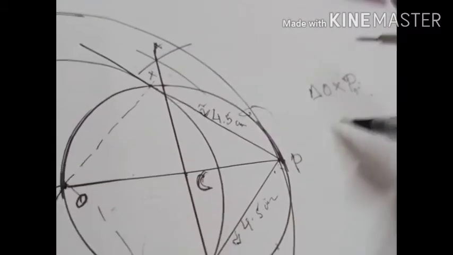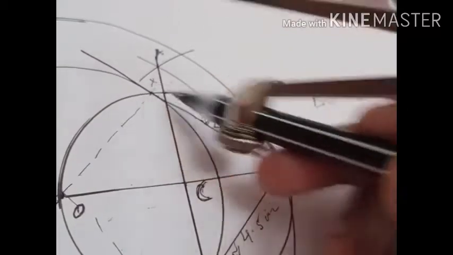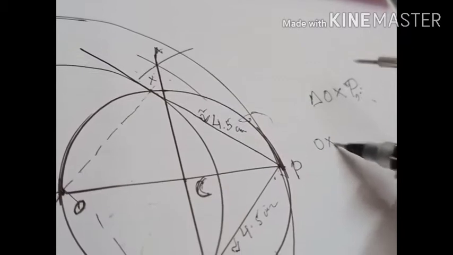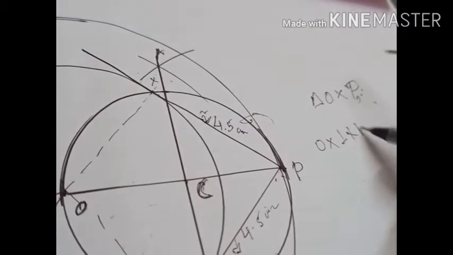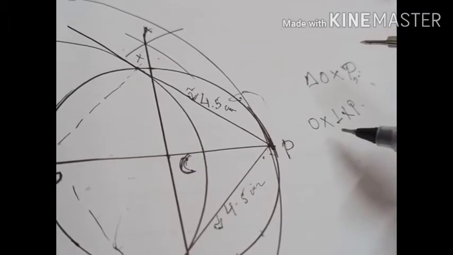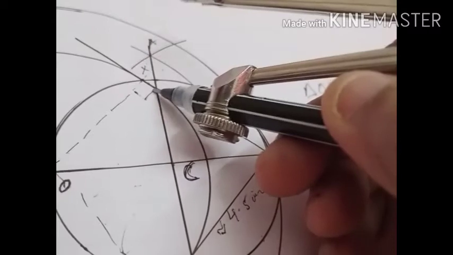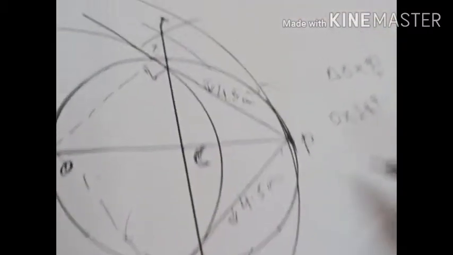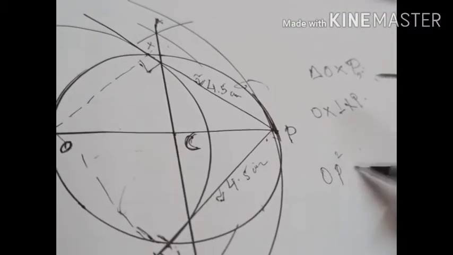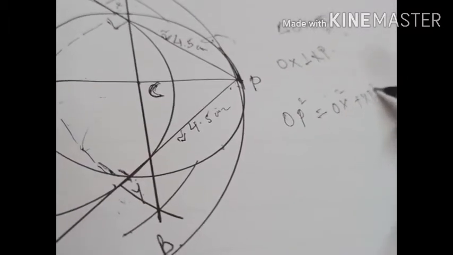Okay. Then in this triangle, we know that OX is perpendicular to XP, or PX, because according to theorem 1, the tangent to the radius is a right angle. So this is a right-angled triangle, so we can use the Pythagoras theorem. So OP square equals OX square plus XP square.